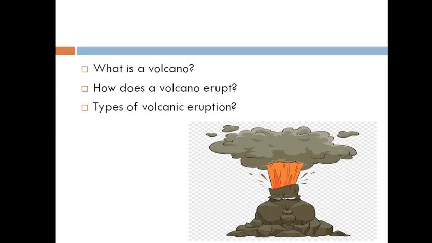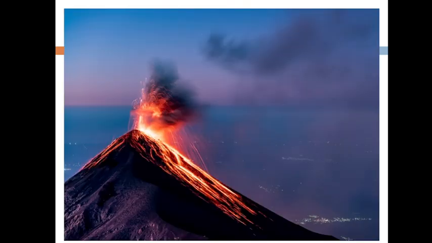Today, what we'll be seeing in this lesson is what is a volcano, how does a volcano erupt, and types of volcanic eruption. So, what is seen in the images? What do we see in the image? We see a volcanic mountain and we see lava flowing out of it. So, this is an image of a volcano.